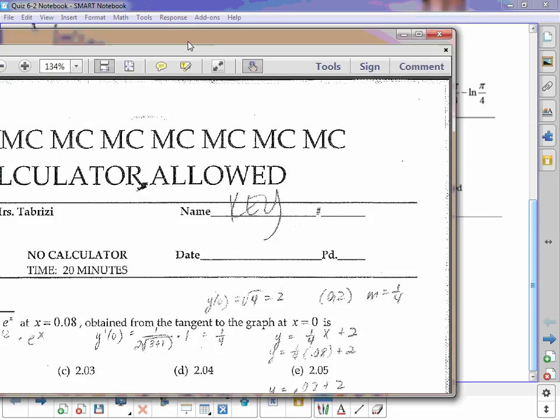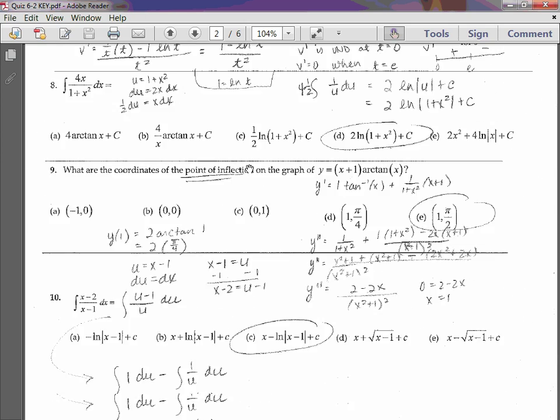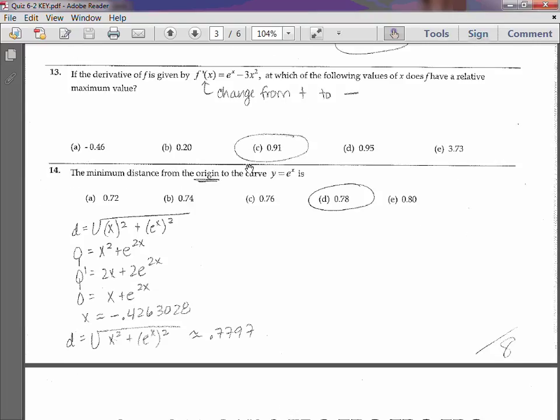Fake quiz, and we're going to go to number 14. Yes, optimization. So number 14 asks us to find the minimum distance from the origin to the curve. Just thinking in terms of normal calculus, how do I find a minimum of a function? The derivative. What do we do with that derivative? Good. We take our derivative, set it equal to 0, and then for a minimum, what needs to happen?